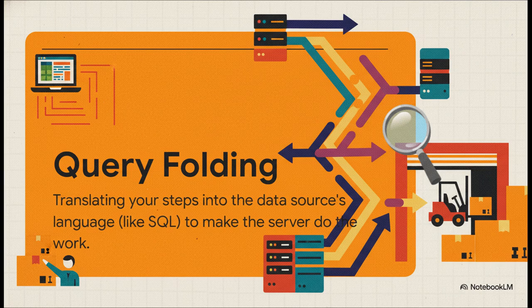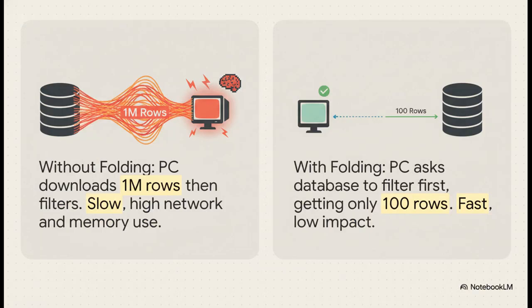It's like asking the warehouse to pack just the items you need instead of shipping you their entire inventory. And the difference is absolutely staggering. Without folding, your PC might try to download a million rows, completely choking your network just so it can filter them locally. But with folding, your PC just politely asks the database, hey, can you just give me those 100 rows I actually need? The result? It's incredibly fast, and it barely uses any of your computer's resources.